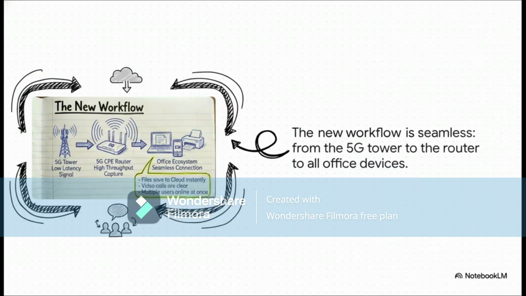So this is the new workflow in action. That super fast, low latency signal travels from the 5G tower, gets caught by the new CPE router, and then gets distributed flawlessly to everyone in the office. What does that mean in real life? It means video calls are crystal clear, files saved to the cloud instantly, and the entire team can be online at the same time with zero lag.